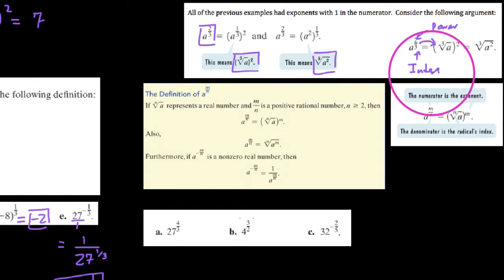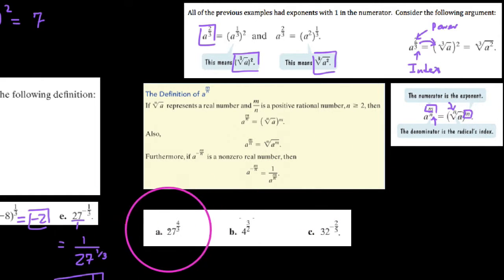Okay, so looking at this definition that we have here, expanding it, we basically say that the nth root of a represents a real number, and m over n is a positive rational number, where n, say, is greater than or equal to 2. Then a to the m over n is really this, where the top number is going to represent the power on our radical expression, and the bottom number here is going to represent the index on our expression.